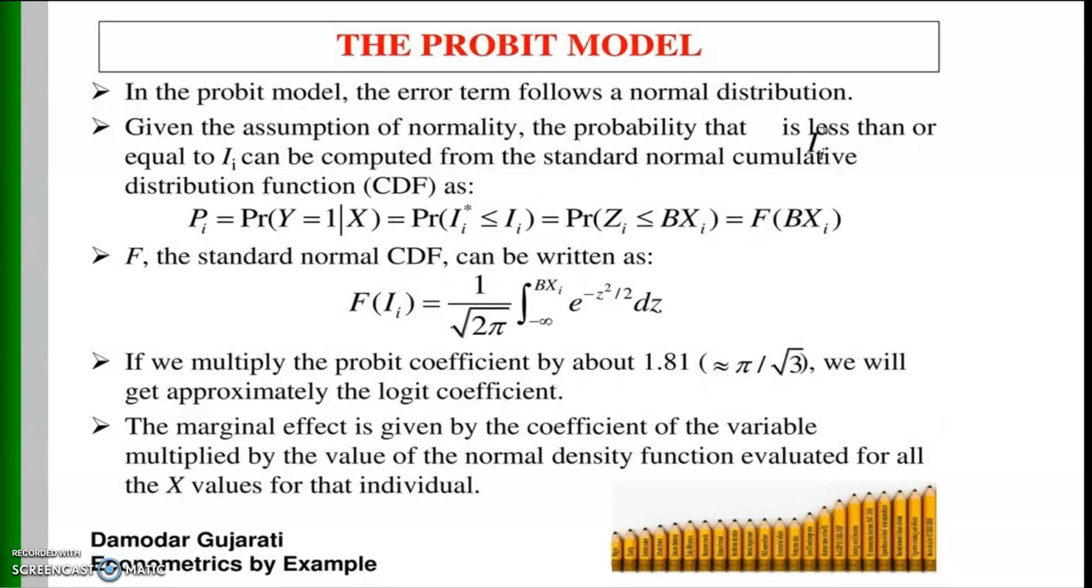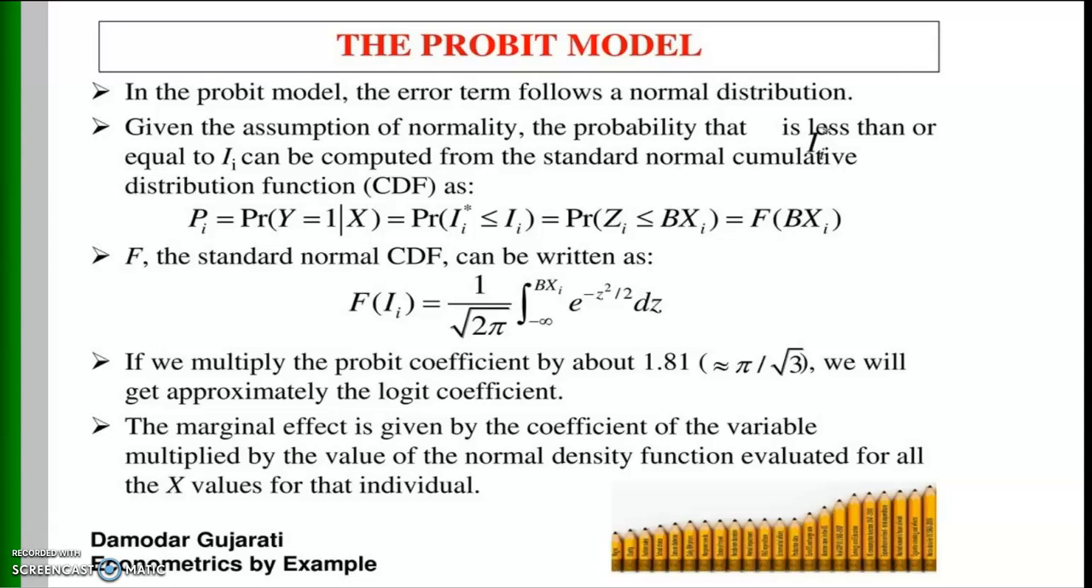Now we switch over to the Probit model. In the Probit model, the error term follows a normal distribution, and Probit is also known as Normit. Given the assumption of normality, the probability that Ui is less than or equal to Ii can be computed from the standard normal cumulative distribution function, known as CDF, such that Pi is equal to the probability of Y equal to 1 given X, and that is equal to the probability of Ii star is less than or equal to Ii, and that in turn is equal to the probability of Zi is less than or equal to bXi, and that is a function of bXi.